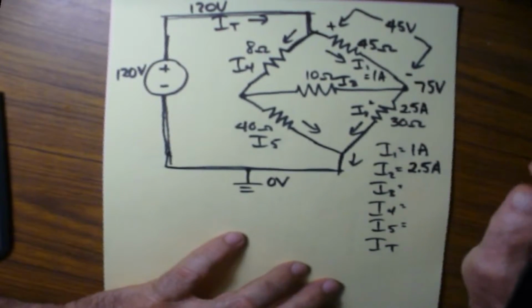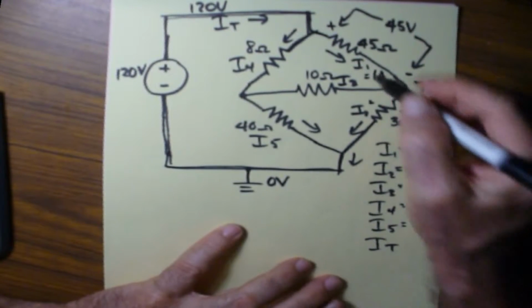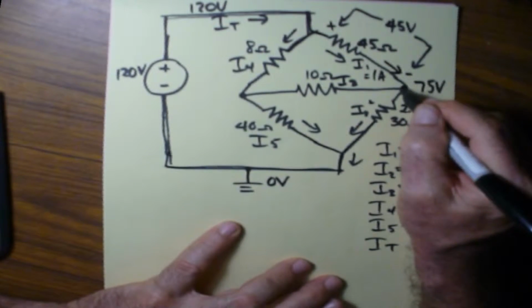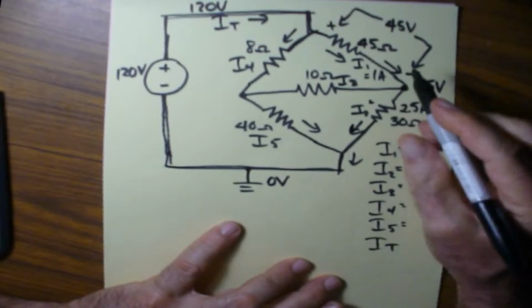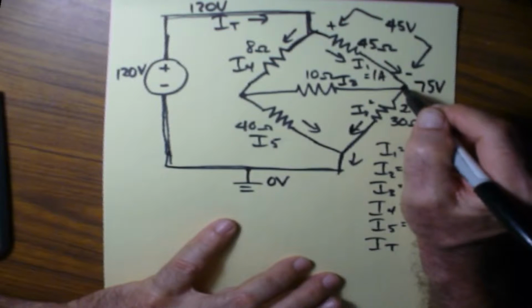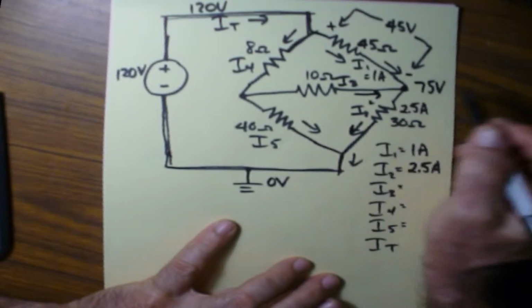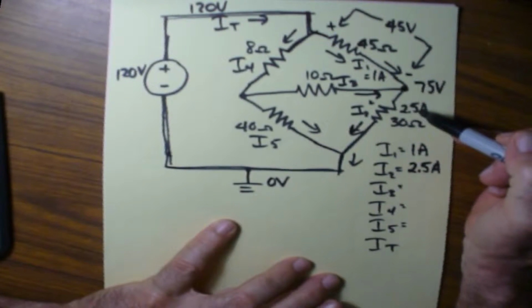The next thing is, what can we figure out from here? We have 1 amp going this direction into this node, and we have 2.5 amps coming out of it. We're going to assume that's the case. So in order for this node to be correct, we have another current that has to go into it, and that's going to be what? It's going to be 1 plus something is equal to 2.5.